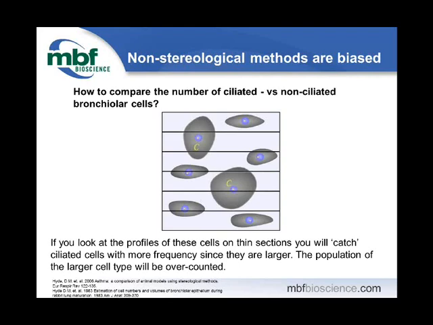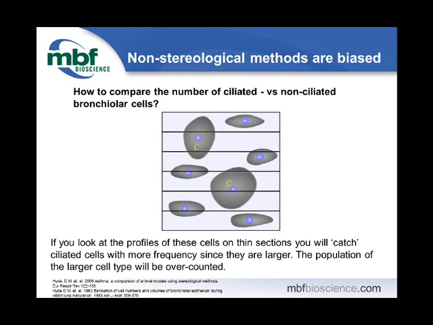So the question is, why use stereology? I want to give an example taken from the lung literature to illustrate why it's important to use stereology. This is taken from a paper by Hyde et al. from 2006, and they're talking about their 1983 study. In that study, they wanted to compare the number of ciliated bronchiolar cells to the number of non-ciliated cells.